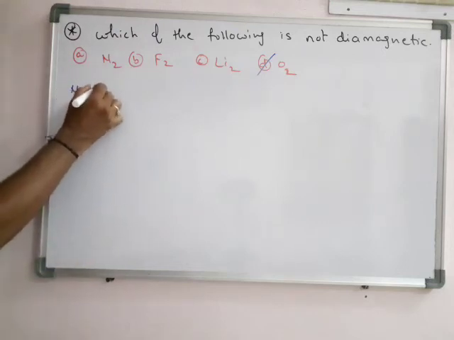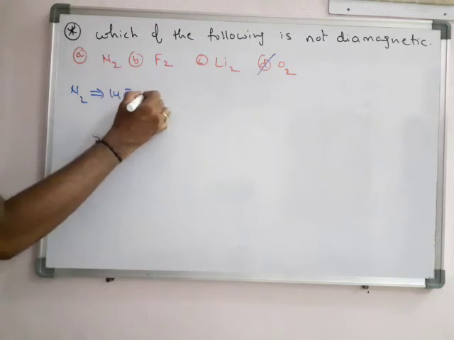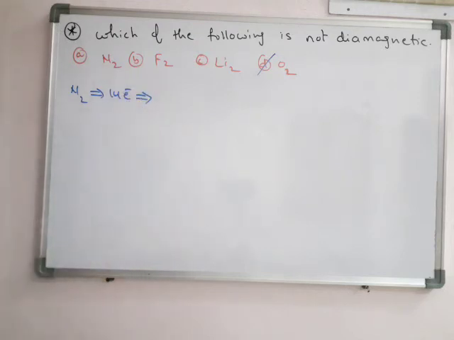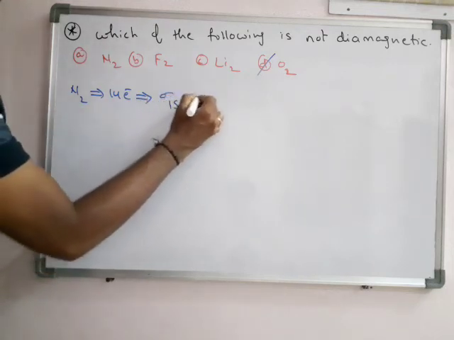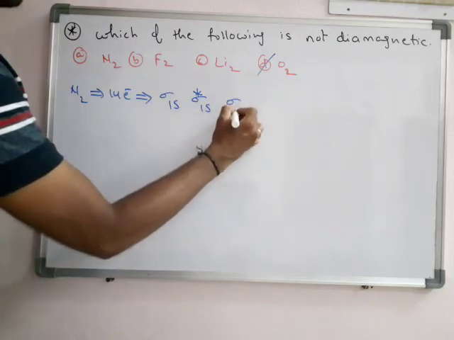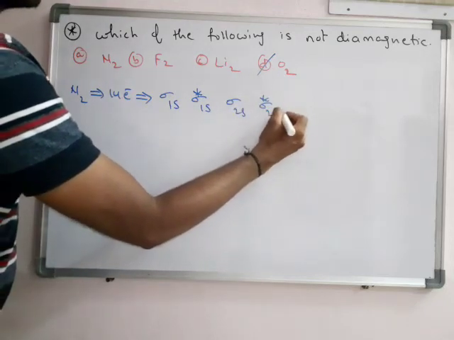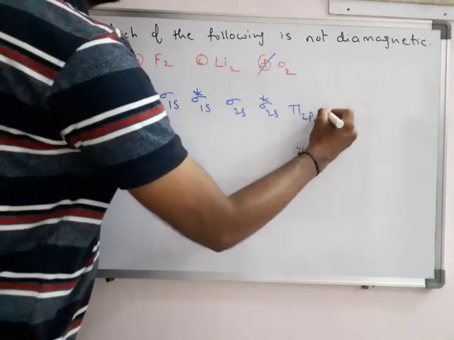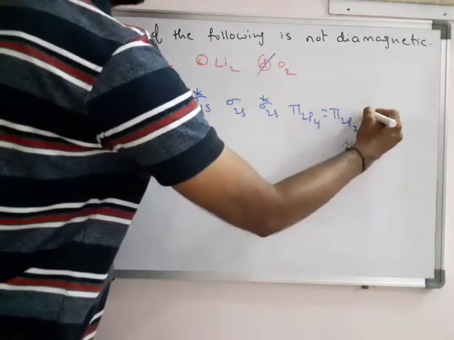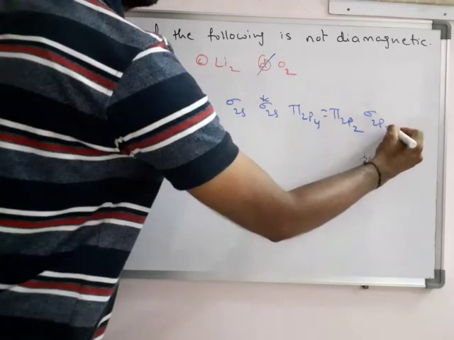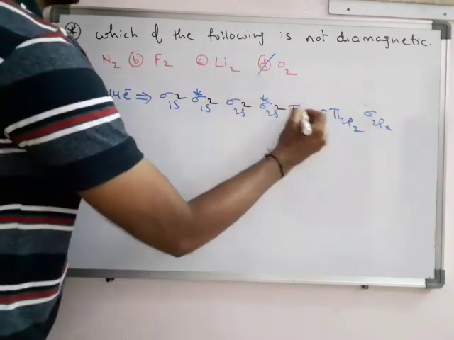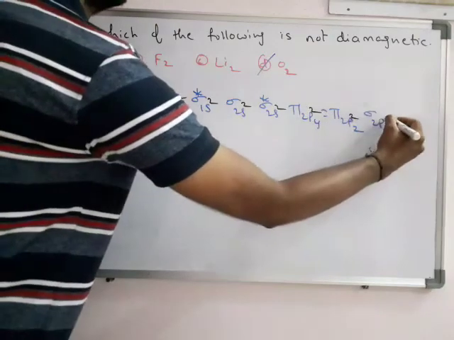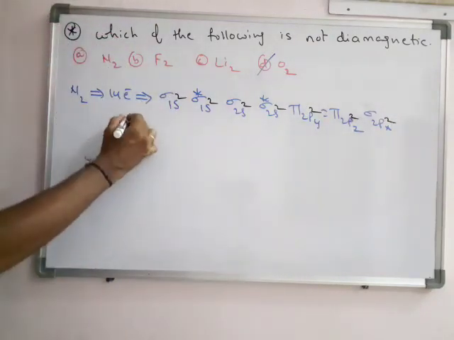If you remember the magnetic character, you can write it directly; otherwise you have to write the configuration. N2 has 14 electrons: sigma 1s, sigma star 1s, sigma 2s, sigma star 2s, and so on up to 14 electrons. Now fill the 14 electrons: 4, 5, 6, 7, 8, 9, 10, 11, 12, 13, 14. No unpaired electrons, so N2 is diamagnetic.